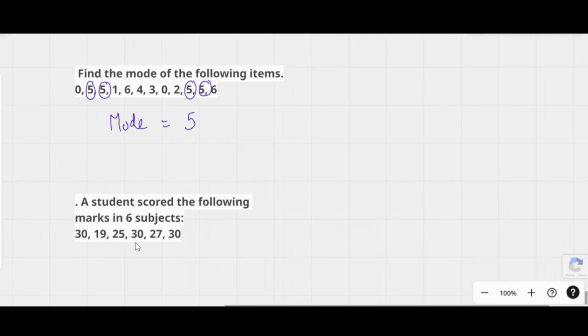In the same way, let us see here. A student scored the following marks in 6 subjects. What is the mode? So what is the number that has been repeatedly coming here? 30, 30 and 30. So here the modal score of the student is 30.